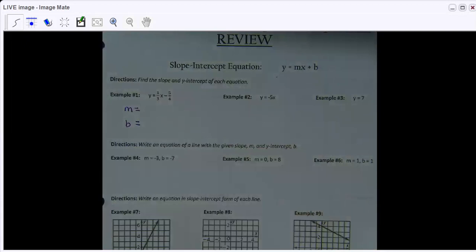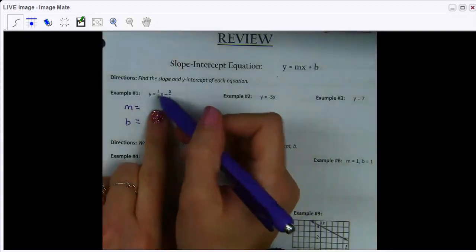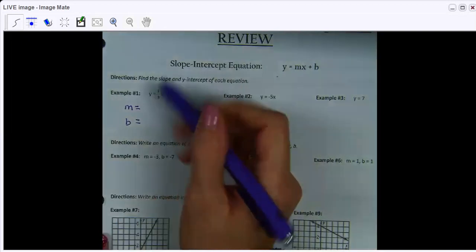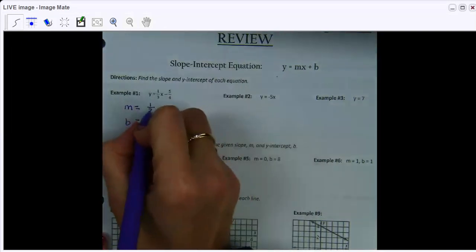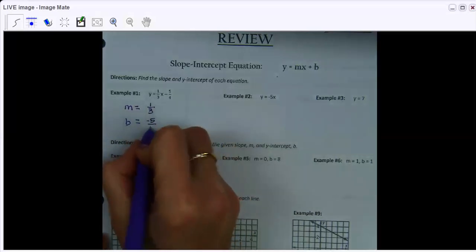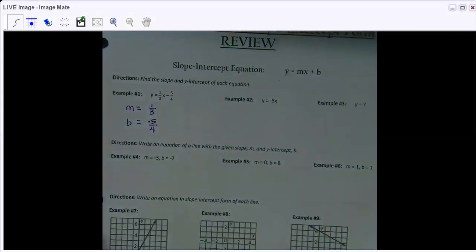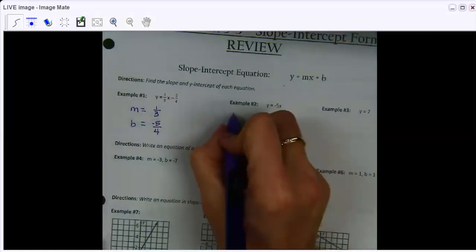Okay, so the slope in this equation, if this is y equals mx plus b, your m is 1/3, or your slope is 1/3, and your y-intercept is -5/4. Okay, so you're going to do this for all of your examples.